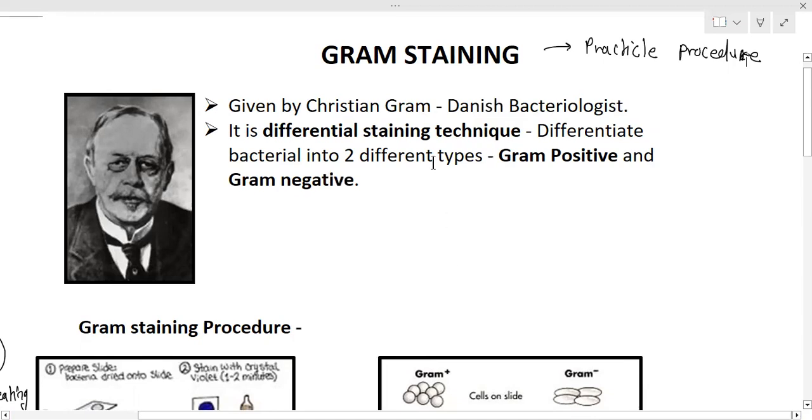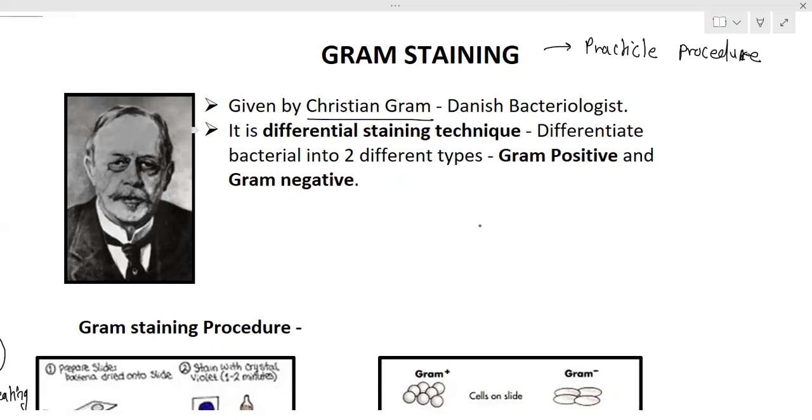So let's come back to the point. It is a practical procedure. And in this name, Gram is a person's surname, a scientist's surname. His name was Christian Gram. He discovered that technique. That's why it is called gram staining. Remember this. The Gram in gram staining is the name of a person, a very famous biologist from the Netherlands. He was a Danish microbiologist.